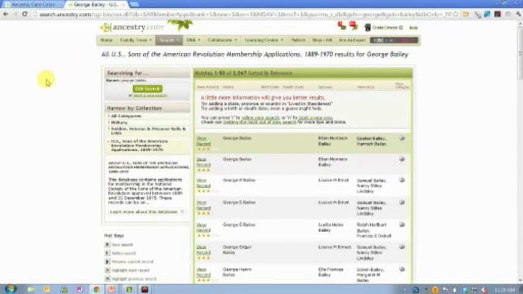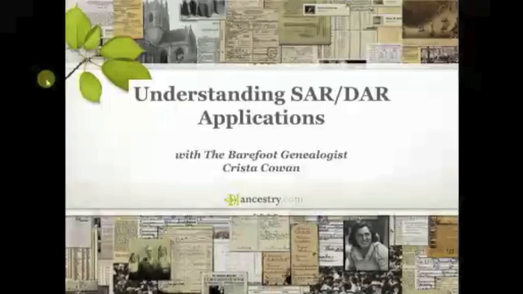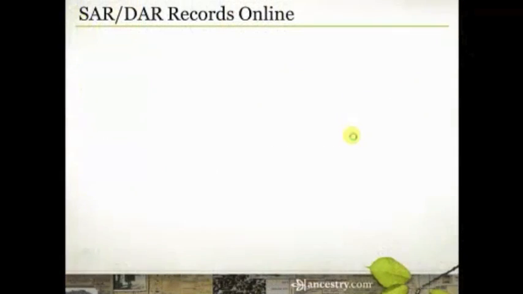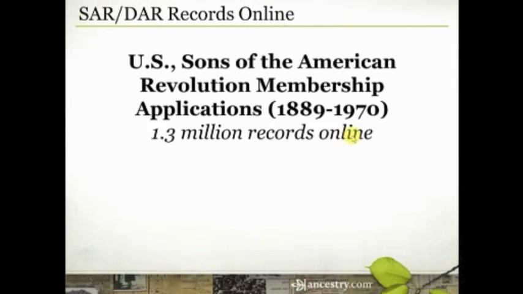Let me just leave you with a few thoughts that will probably be really important in this effort. Remember, there are 1.3 million records in the SAR collection. That is because every person who is mentioned has been indexed and will give you the opportunity to search.